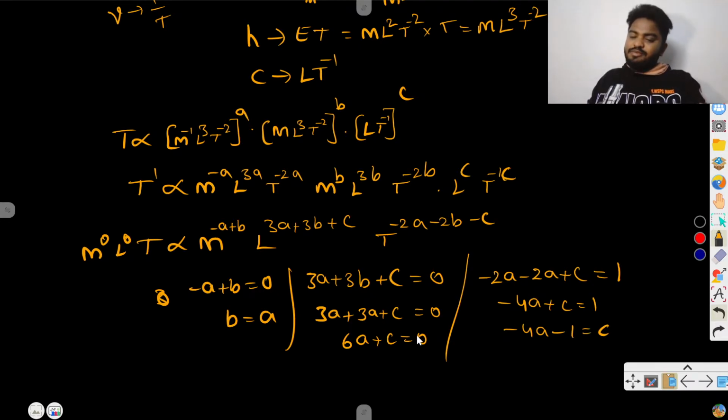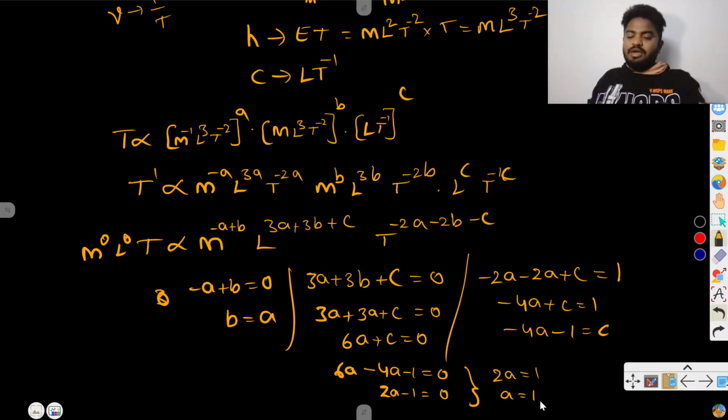Take the c value and substitute in this. Then 6a minus 4a minus 1 is equal to 0. Then 2a minus 1 is equal to 0. So from this, 2a is equal to 1, a is equal to half, right? We got a value as a half. If a is half, then b also is equal to half only.